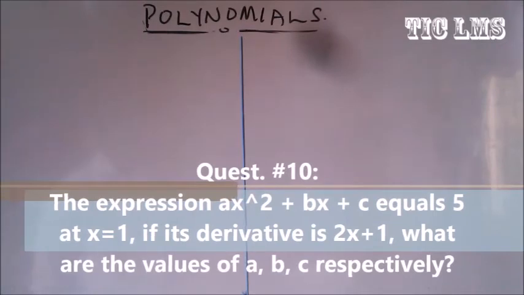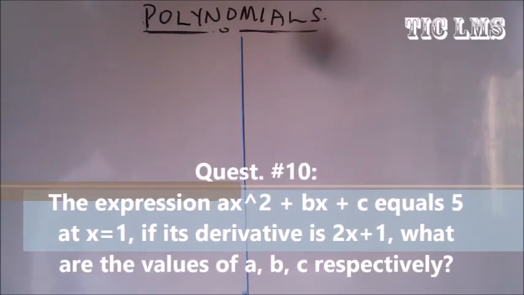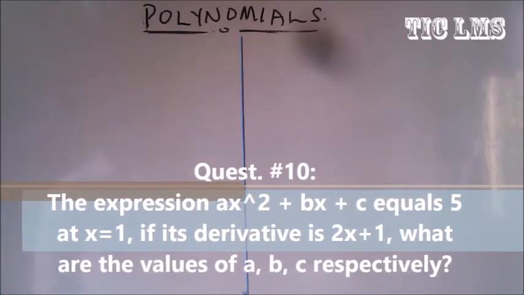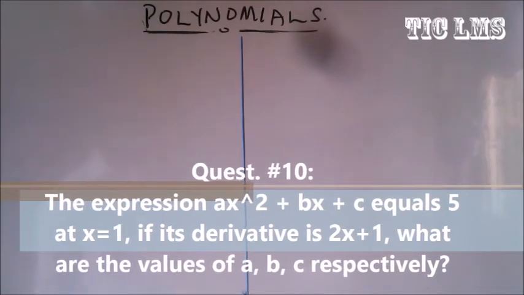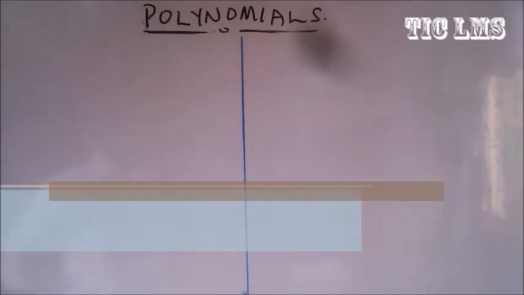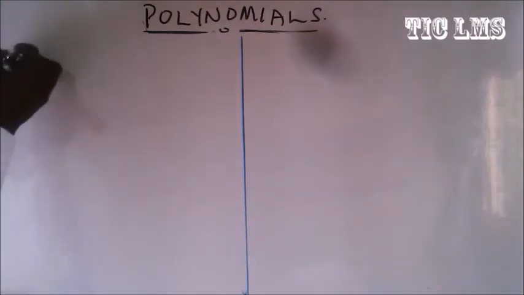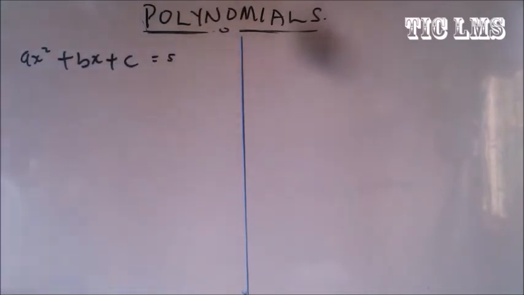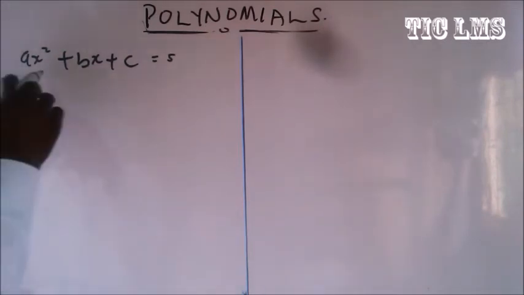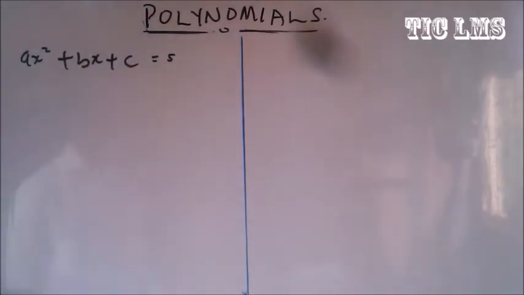Next question: the expression ax squared plus bx plus c equals 5 at x equals 1. If its derivative is 2x plus 1, what are the values of a, b, and c respectively? Now in this question, we have that this expression ax squared plus bx plus c equals 5 at x equals 1. We're not told that this expression equals 5 at x equals 1.